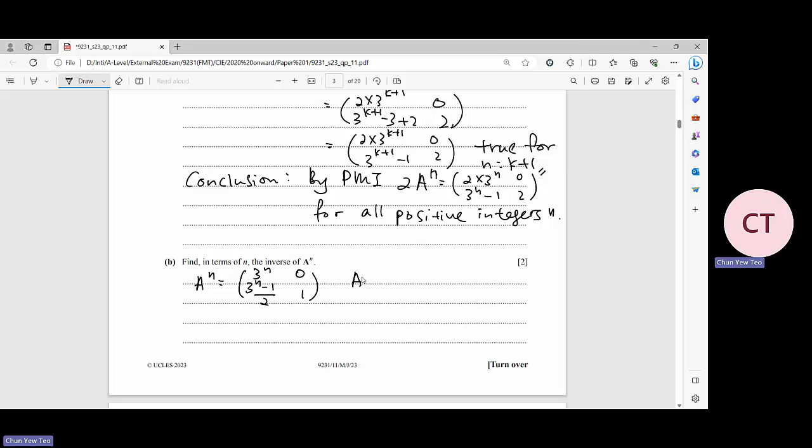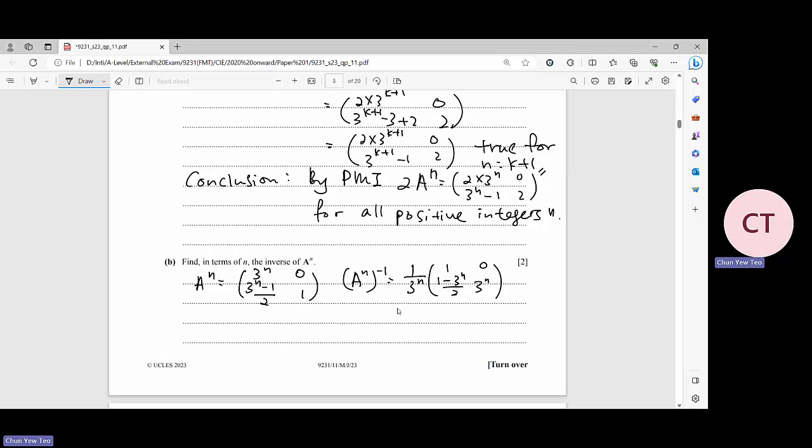So the inverse of A to the power n will be 1 over the determinant. The determinant is only 3 to the power n. Then in this matrix we swap, and in this matrix we put a negative in front. So this is the answer already. Actually, you can just leave it like that.